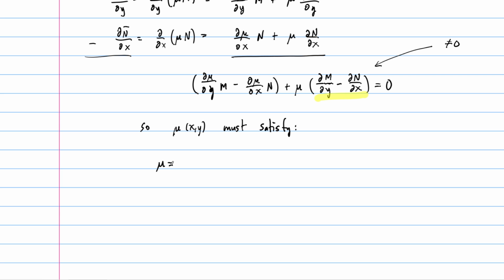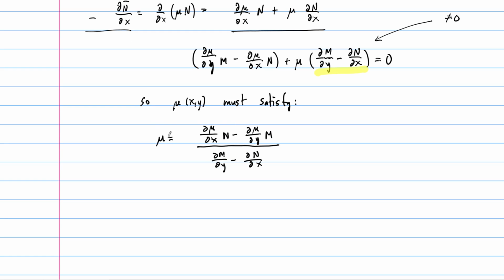So mu should be equal to this difference. When you move it to the other side, it's going to change the order, right? So it's going to become d mu/dx times N minus d mu/dy times M, divided by this term that we're used to. So this is the non-zero difference that we would check in the first place, to check if the equation is exact: dM/dy minus dN/dx. And so there's our mu. This is an equation that mu must satisfy.